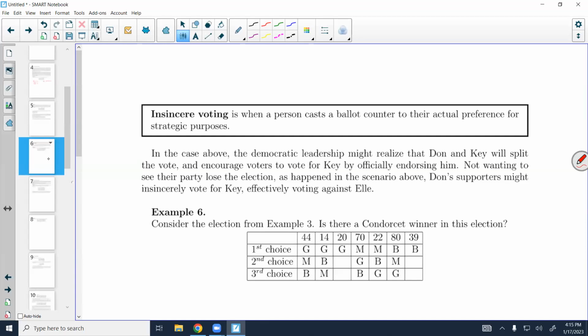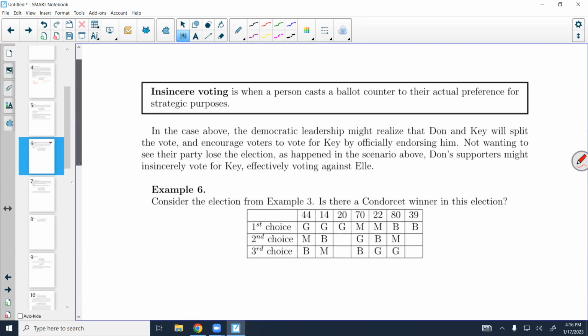So another issue we have is something called insincere voting. When a person casts a ballot counter to their actual preference for strategic purposes. In the previous example, the Democratic leadership might realize that Don and Key will split the vote and encourage voters to vote for Key by officially endorsing him. Not wanting to see their party lose the election, as happened in this original scenario, Don supporters might insincerely vote for Key, effectively voting against L. And we've seen this recently as well. I'm not necessarily voting for this guy, I'm voting against the other guy.